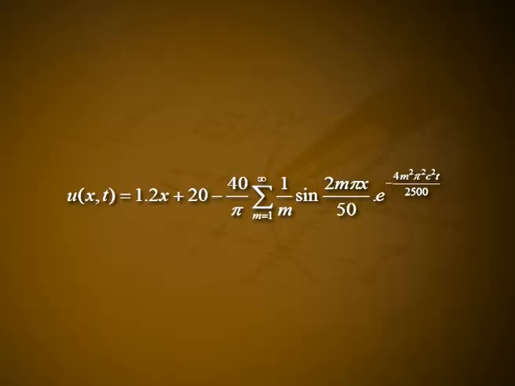Combining equations 2 and 5, the required solution is u of x comma t is equal to 1.2x plus 20 minus 40 by pi into summation m varies from 1 to infinity of 1 by m sin 2m pi x by 50 into e raised to minus 4m square pi square c square t by 2500.